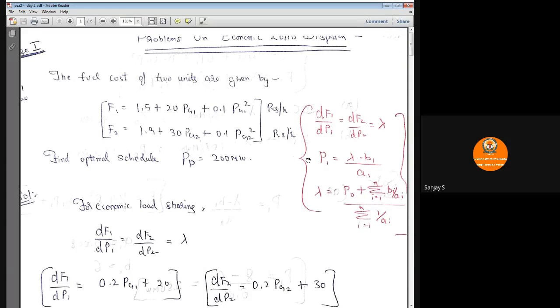So take the first equation. If you differentiate F1 with respect to P1, you get 0.2 Pg1 plus 20. I hope you people have not forgotten the differentiation. And dF2 by dP2 is equal to 0.2 Pg2 plus 30. Have you understood how we got dF1 by dP1 and dF2 by dP2? Can I proceed?